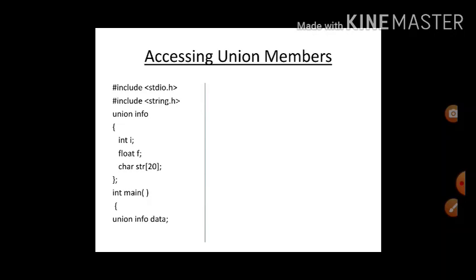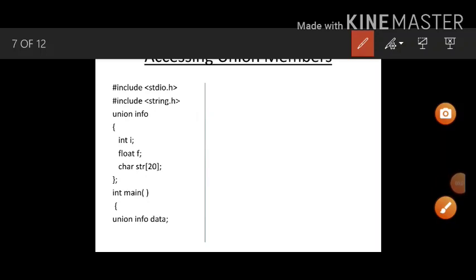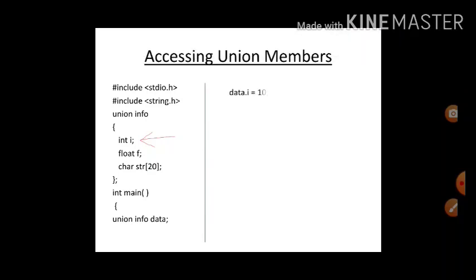Now start the main program. In main, of course, you can write void main, but then you can avoid the return 0 statement at the end. Then we declare a variable with the name data. So the statement is union info data. To initialize our integer variable i, we need to type data.i equal to 10. Now to print this data, you write the statement printf("data.i is %d", data.i).